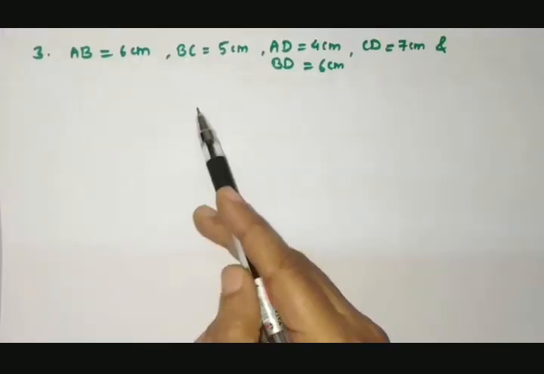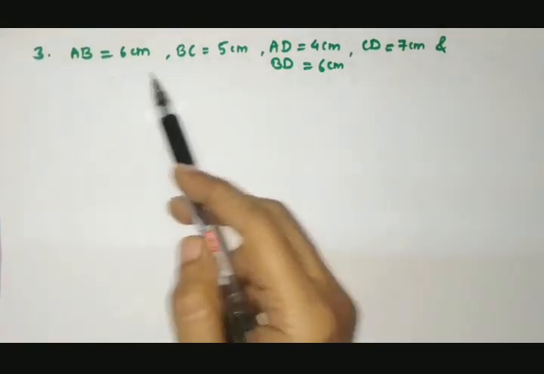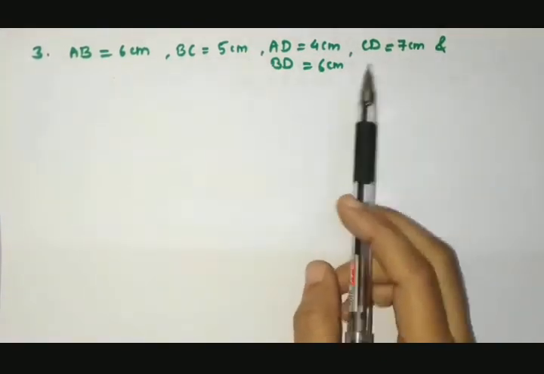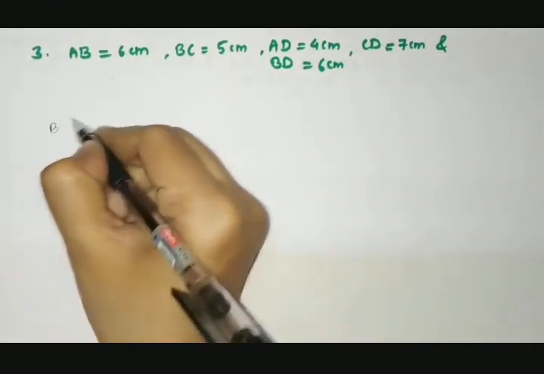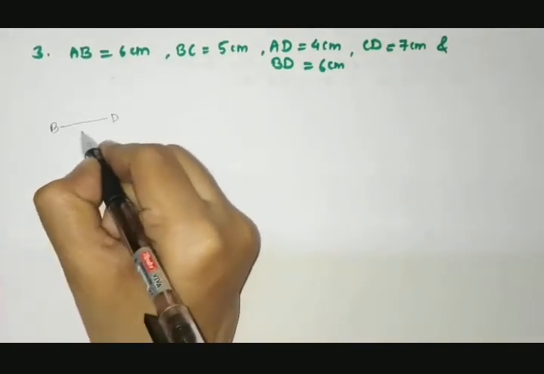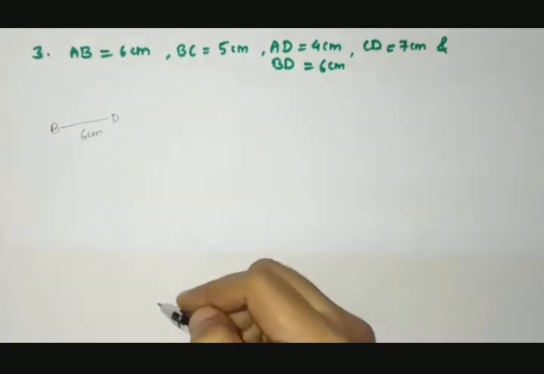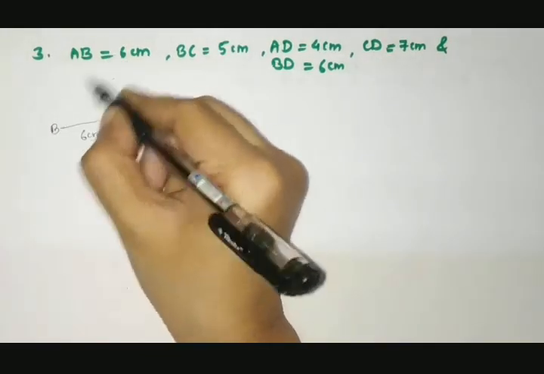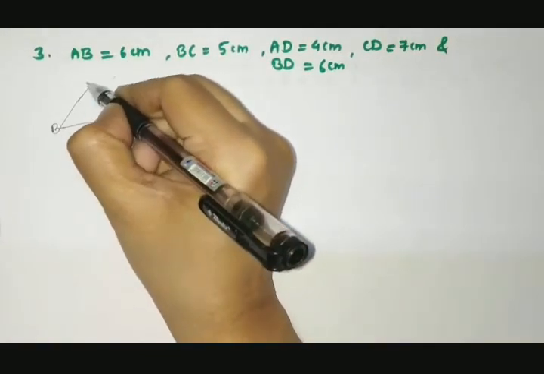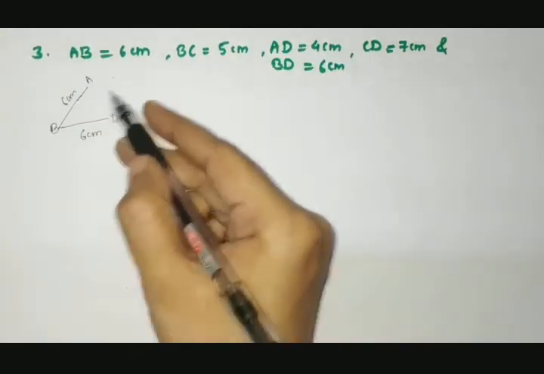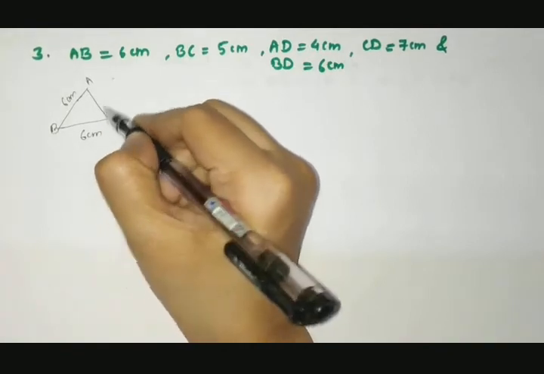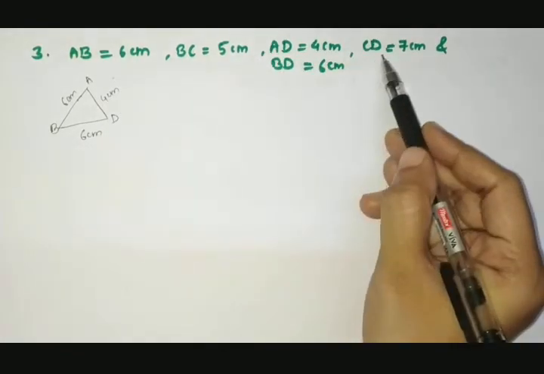So now friends, we have to construct one more quadrilateral, for which the given data is available. So we'll construct first of all the rough figure. Here BD is 6 centimeter, so you can take BD as 6 centimeter. Then AB is 6 centimeter. Then AD is 4 centimeter, so take it 4 centimeter here.